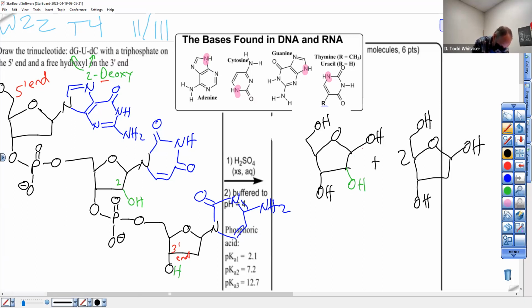Two of those. Hydrolysis breaks everything down to their smallest pieces. And hydrolysis buffered at pH 4 too. Oh, pH 4. How many of these do we get? I haven't put charges or H's on yet, but how many of those will I get? I agree. Somebody said 5. There's 3 from the triphosphate and 2 from the backbone, they call it, the trinucleotide backbone.